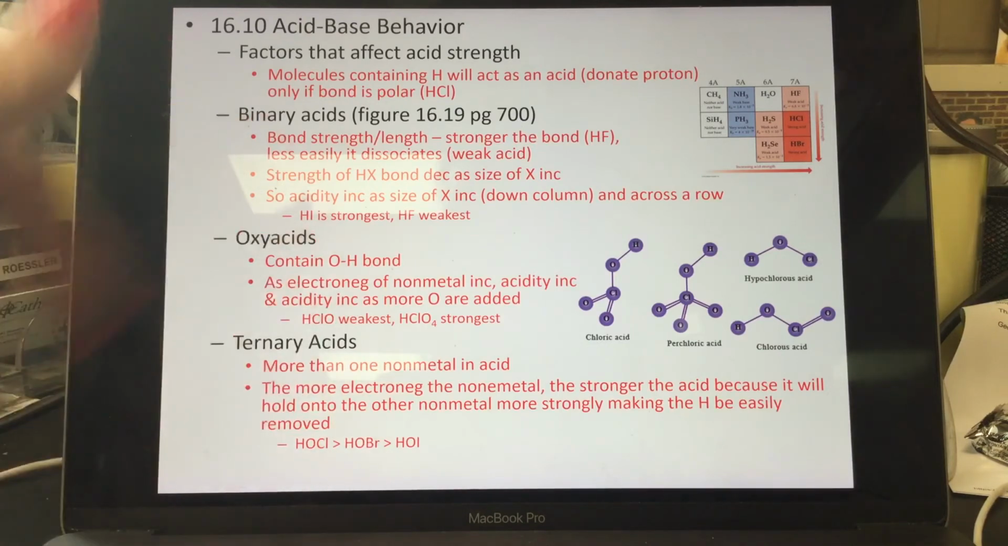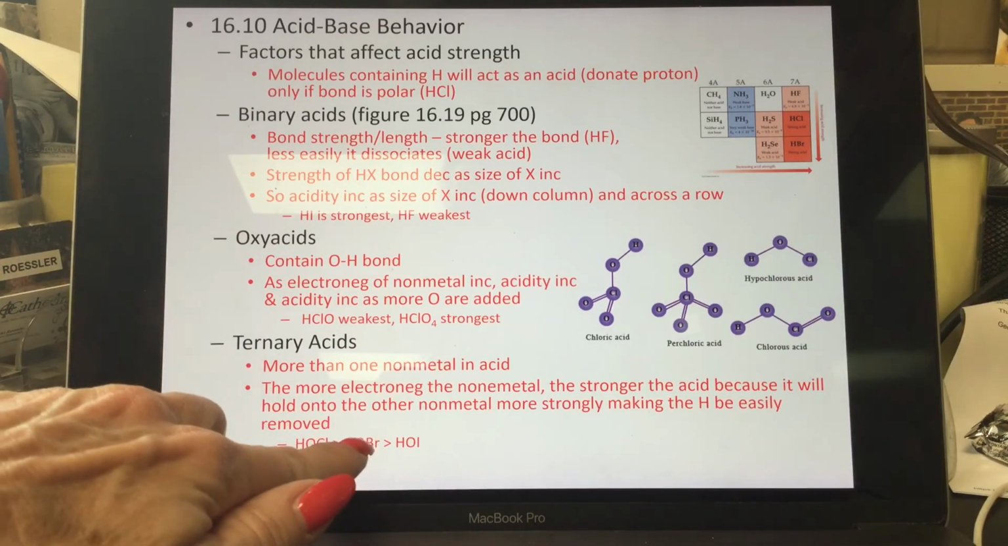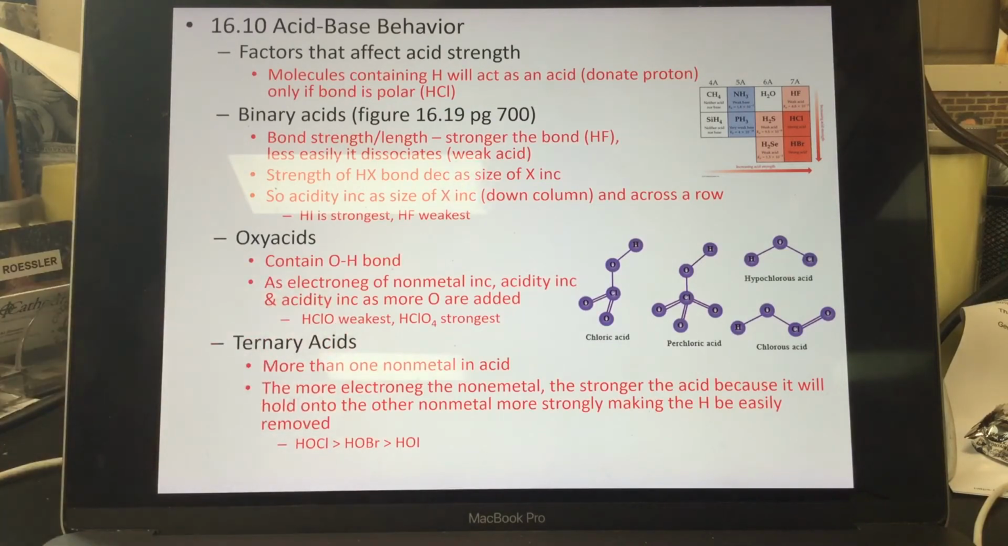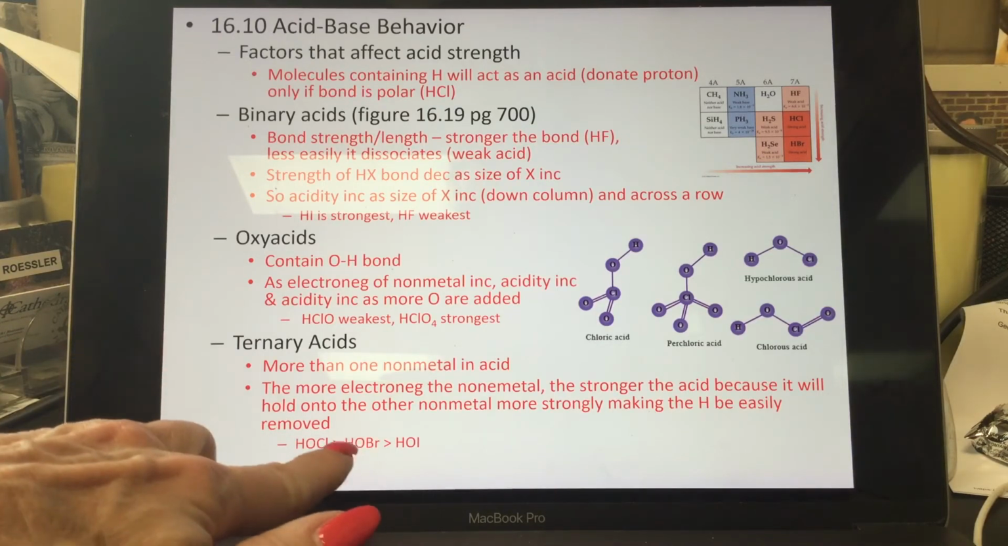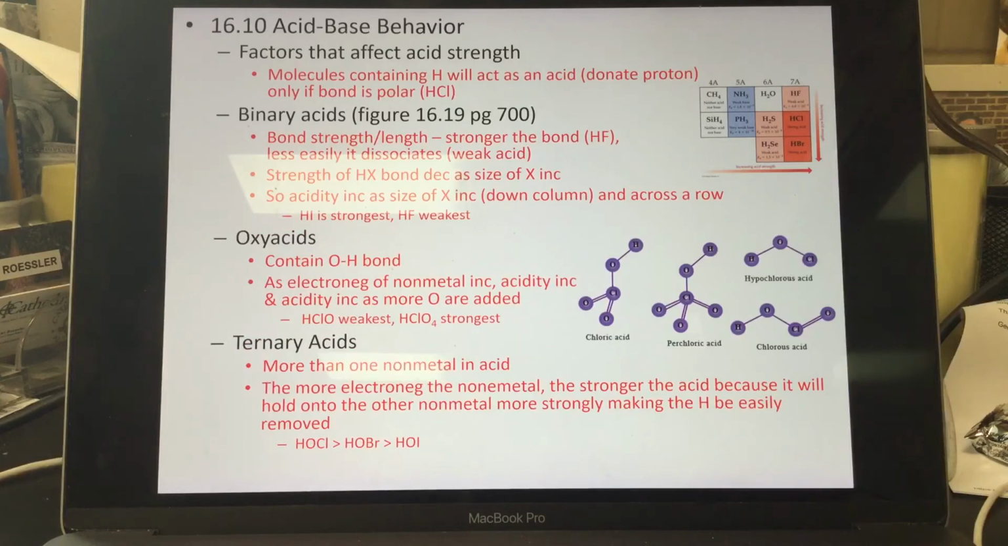Whereas as we go down the column, electronegativity decreases. So bromine is going to have less of a pull on the oxygen's electrons. Same goes for iodine. It's going to have even less of a pull on the electrons of the oxygen. So that makes the bond between the oxygen and the hydrogen stronger, so they can't donate that proton as easily as the HOCl. So again, the more electronegative the nonmetal is, the stronger it can pull the electrons towards it, weakening the bond between the other nonmetal and the hydrogen.